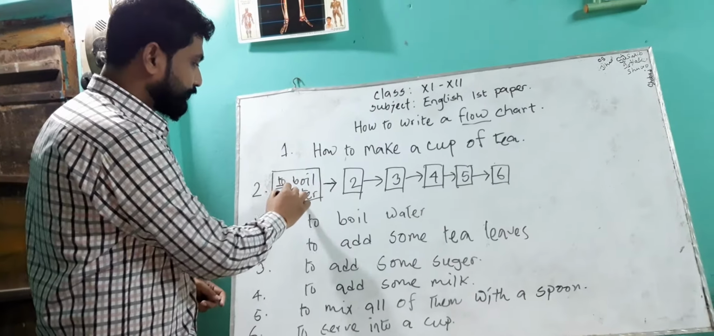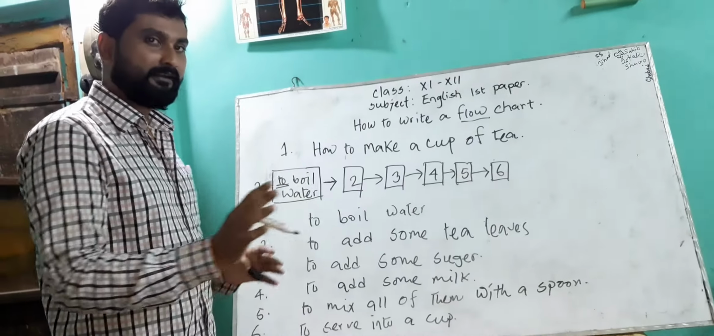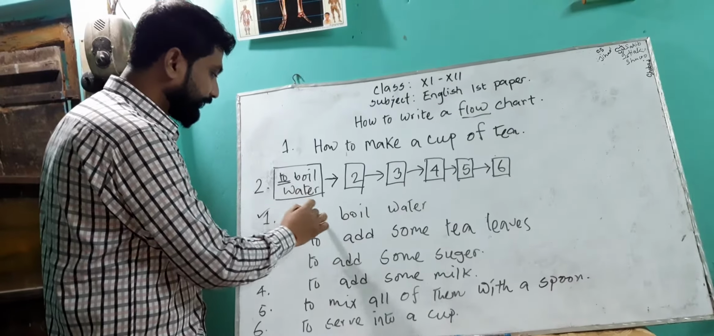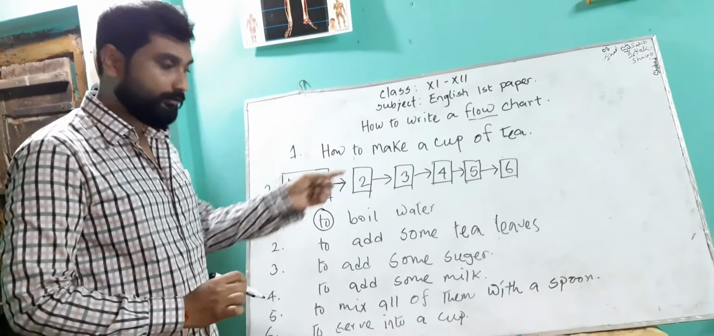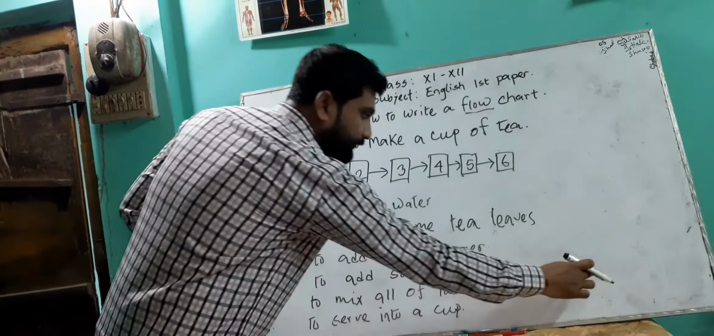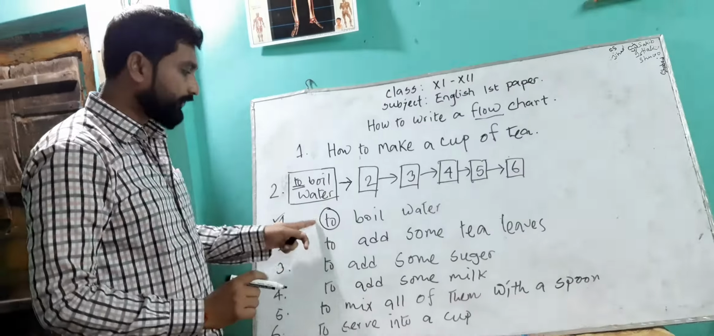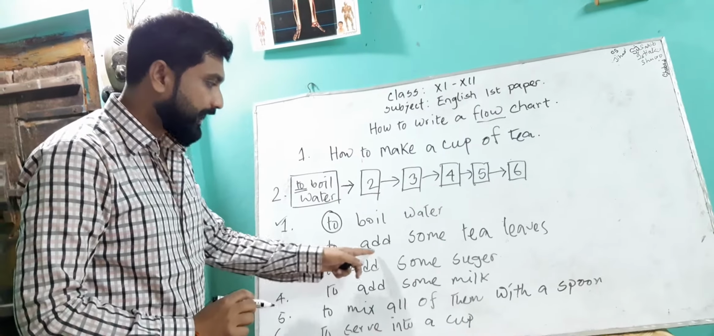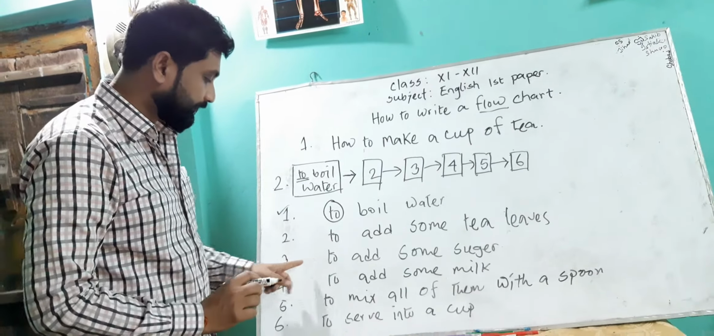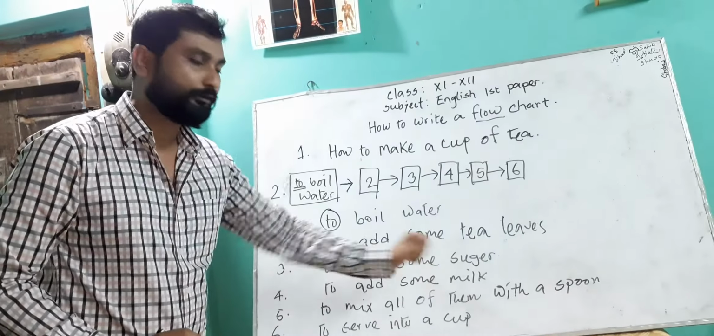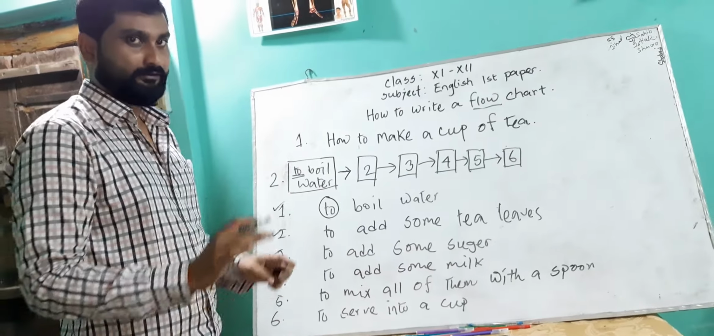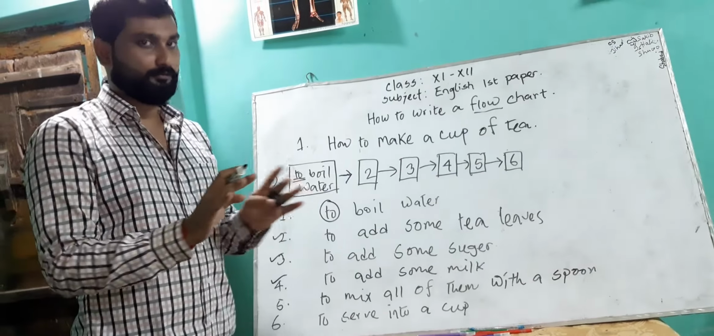Firstly, to boil water. Here is the example done for you: to boil water. They use to, that means infinitive, to make a sentence. So I should use infinitive also. To add some tea leaves. Okay, so there is an infinitive also. Third, to add some sugar. Number 4, to add some milk. So these are the procedure, you know about the procedure.